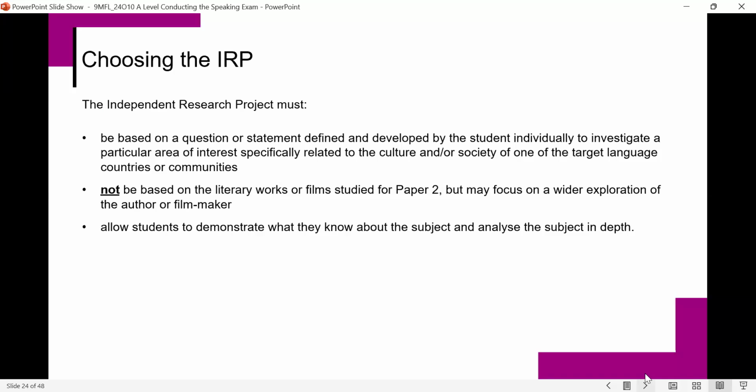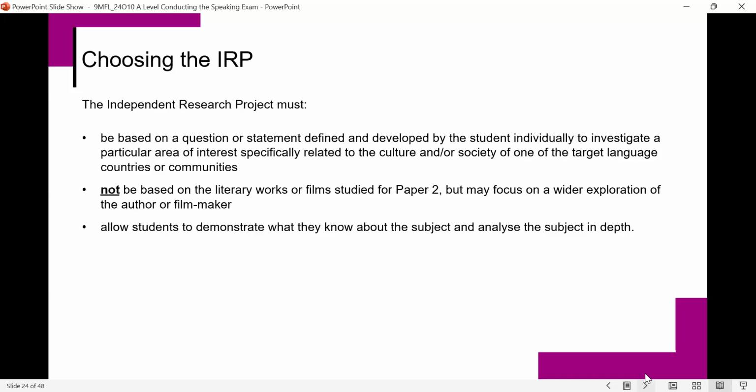And if we just talk you through what the process is. So for the independent research project, it needs to be based on a question or a statement defined and developed by the student individually to investigate a particular area of interest, specifically related to the culture and or society of one of the target language countries or communities. So it must be researched with regard to, and also through the means of the language that they are studying.